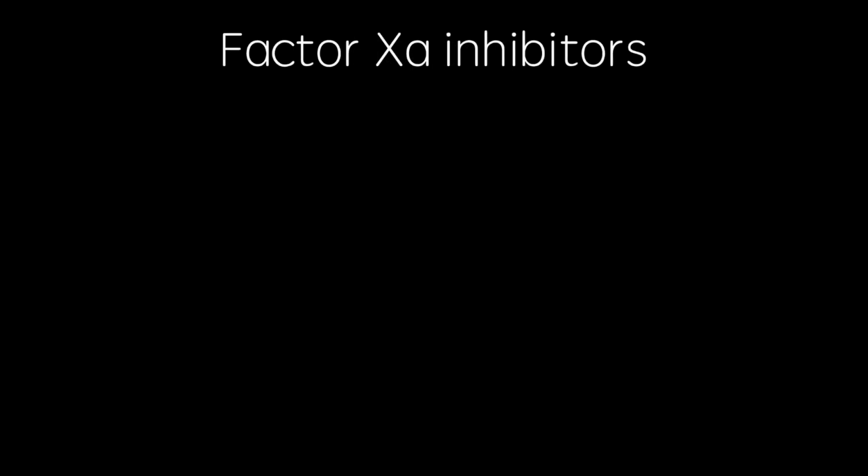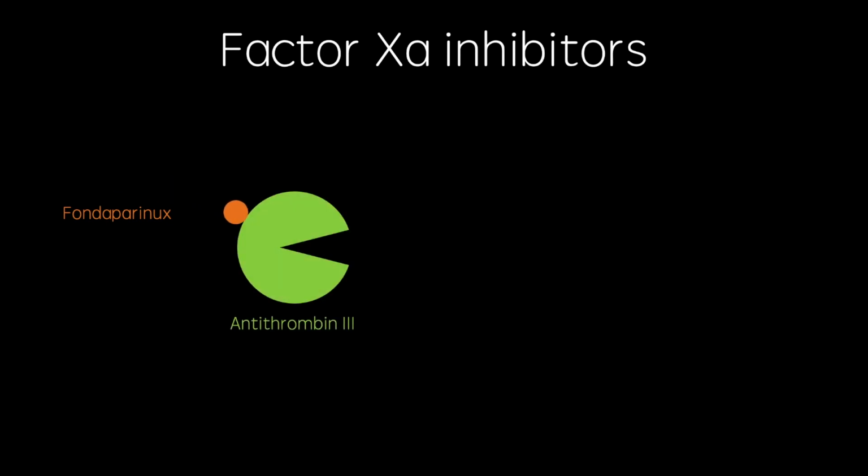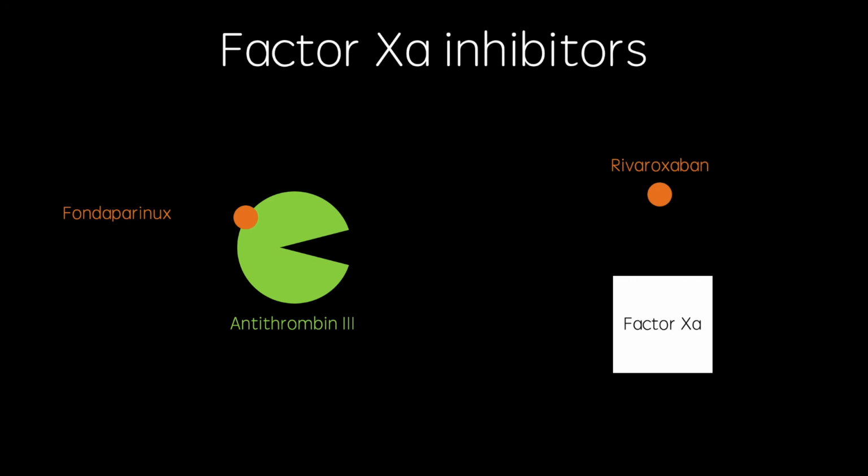Next are the factor X inhibitors. These drugs have similar pharmacology to heparin. The drugs of this class which are delivered by subcutaneous injection, for example fondaparinux, are actually based on the heparin active site. Like heparin, these drugs activate antithrombin, mediating the inactivation of both thrombin and factor X. The orally active analogues, such as rivaroxaban, however, inhibit factor X directly.